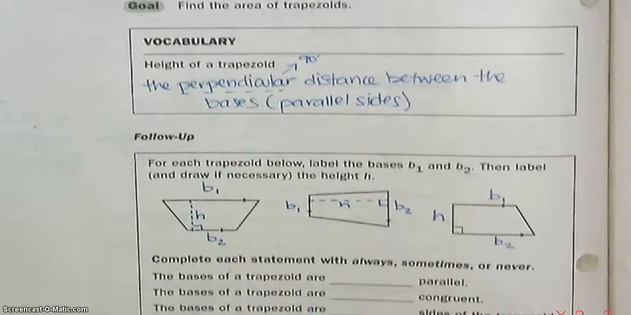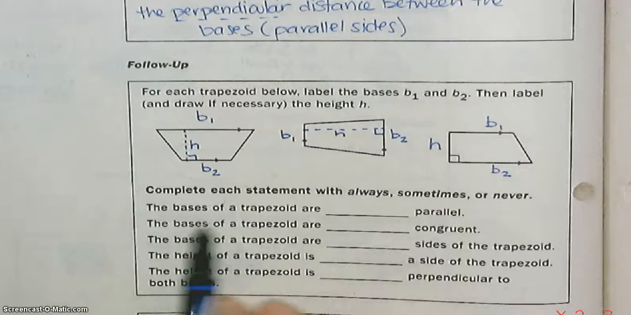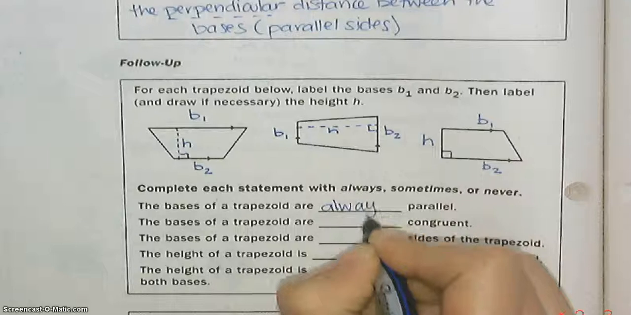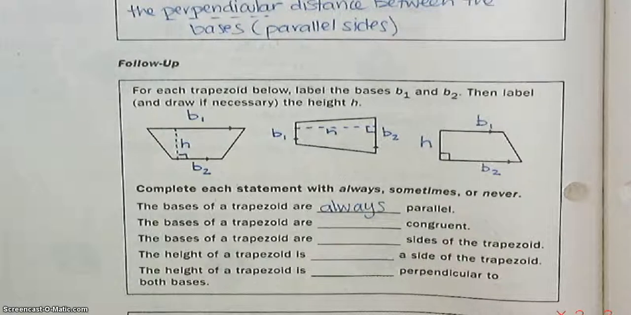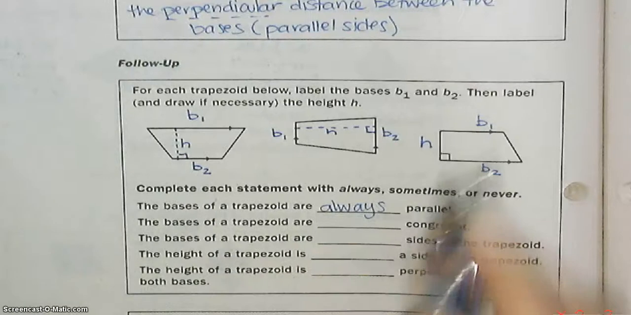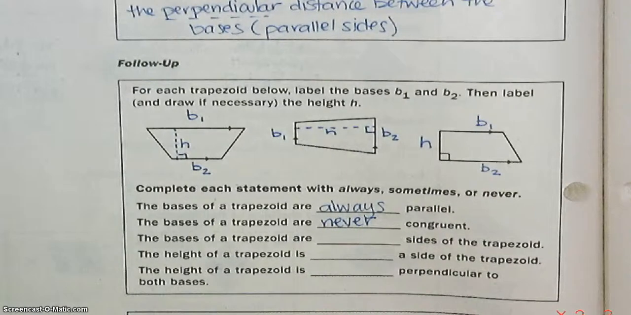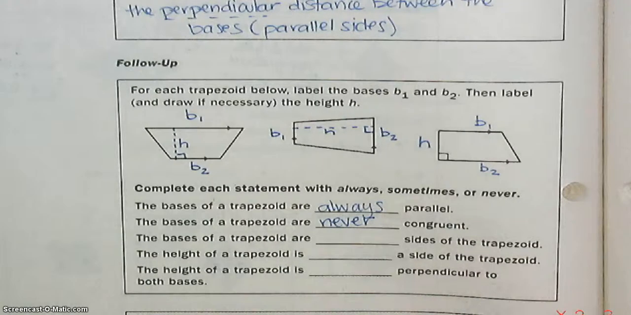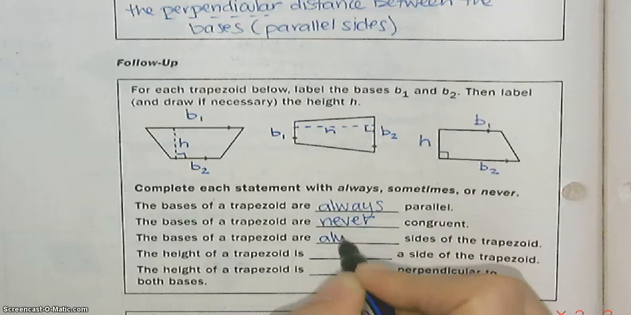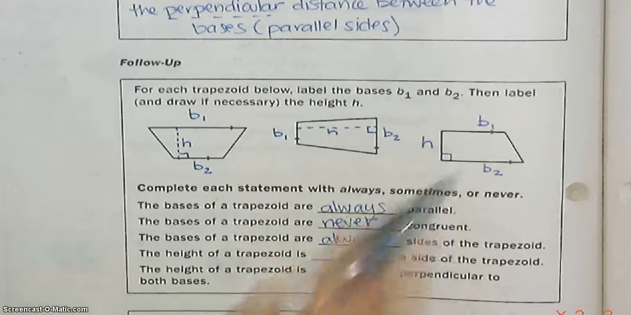Now let's answer these questions. Complete each statement with sometimes, always, or never. The bases of a trapezoid are always parallel. The bases of a trapezoid, are these ever congruent? They are not. The bases of a trapezoid are sometimes the side, always the side, or never the side. That would be always. The bases are always one of the sides. Notice it's a side, it's a side. It's always one of the sides.